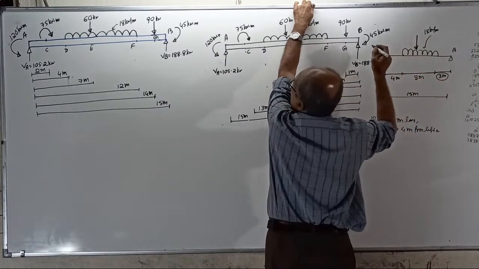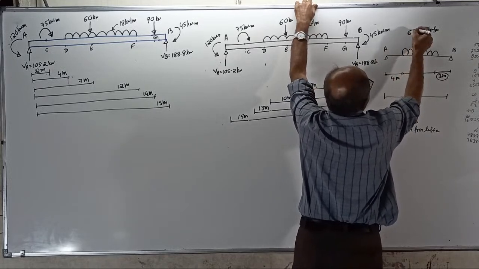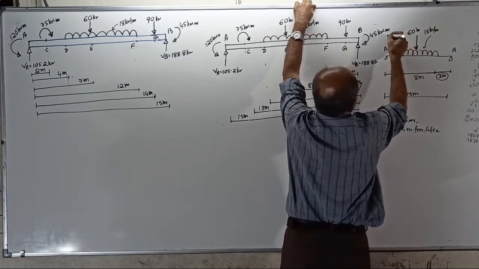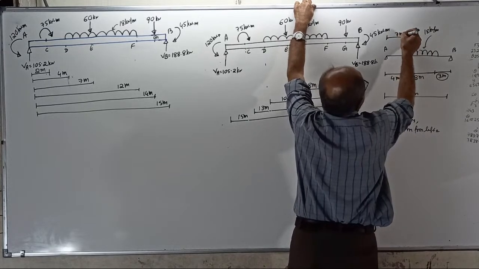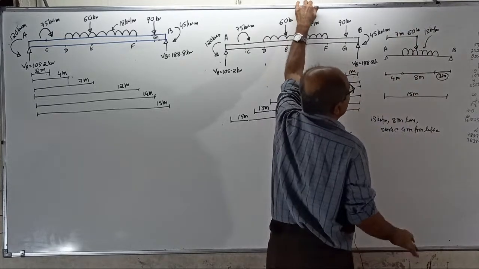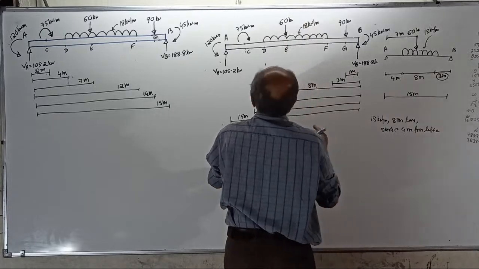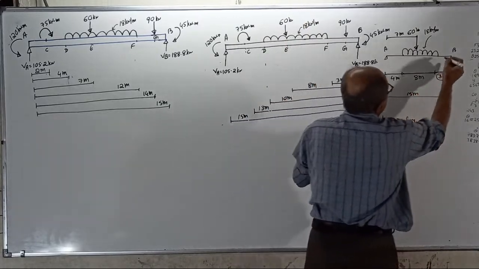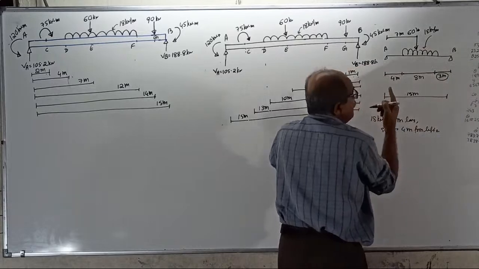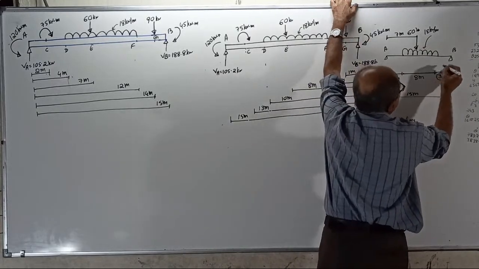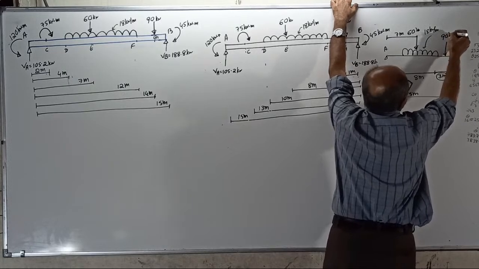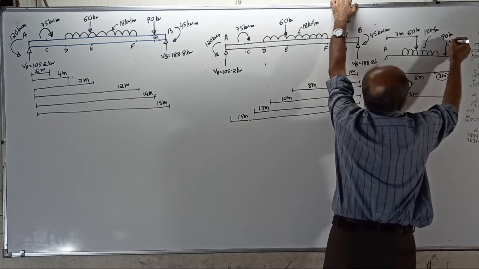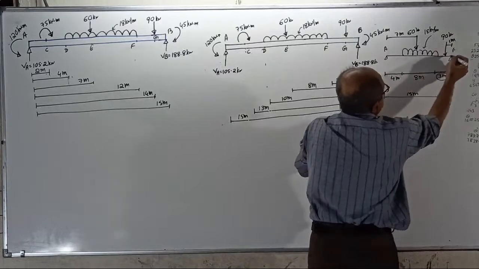How much? 60 kilonewton. They told 7 meter from the left end. Okay, 7 meter from here, sufficient. Anywhere you can mark. Another load is 90 kilonewton, at 1 meter from the right end. This is 3 meter, so it is very close to the support. 90 kilonewton at 1 meter from the right support, B.